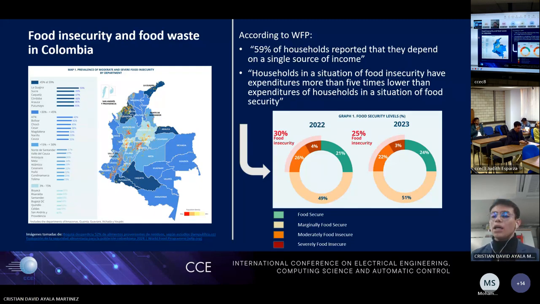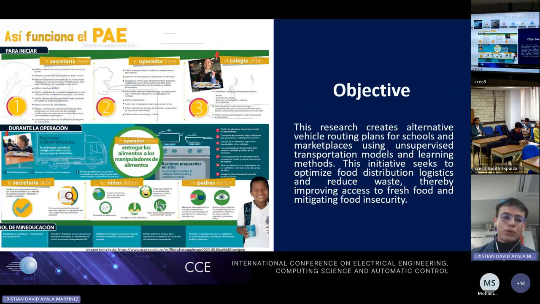The main purpose of the project is to show how we can make some proposal routes for the school meal programs operators, in the effort to minimize food waste in some critical areas using unsupervised learning methods and transportation models.